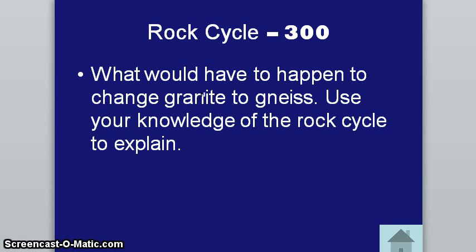What would have to happen to change granite into gneiss? Use your knowledge of the rock cycle to explain. Well, gneiss is a metamorphic rock, so to change into any type of metamorphic rock, we'd have to apply a lot of heat and pressure.